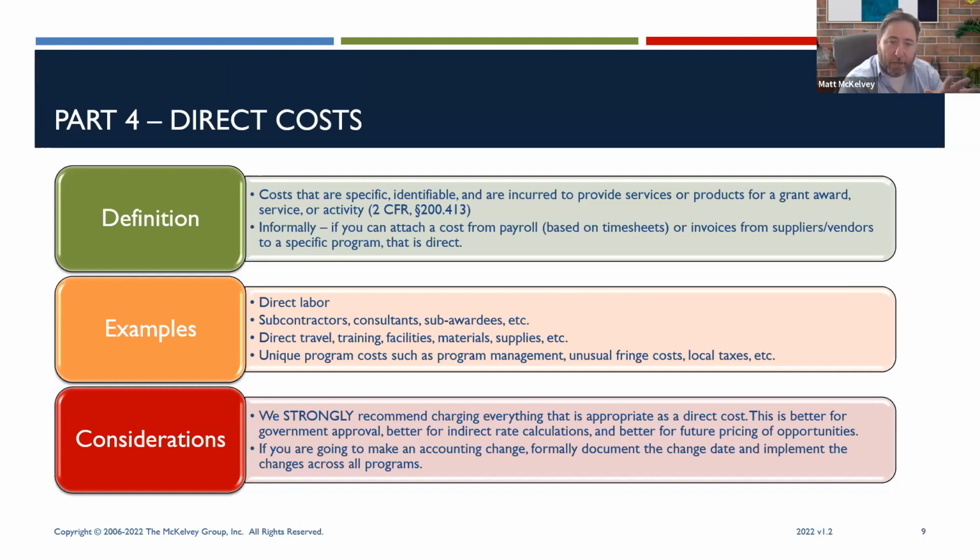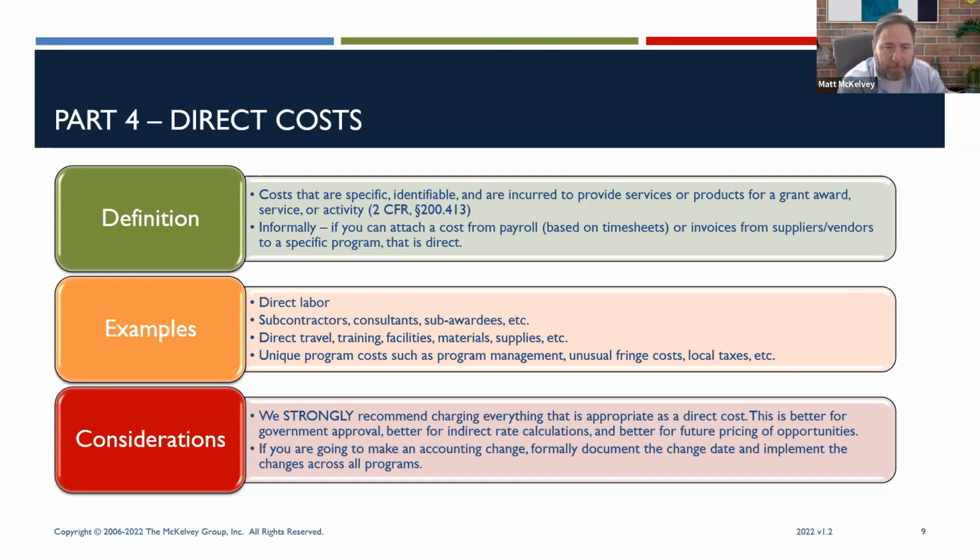And finally, there are some other costs that can be direct. They're usually unique program costs, such as the program management on a specific grant or job. You might have unusual fringe costs, especially if you're doing international work. There might be a location in which there's a fringe requirement that's not the same elsewhere. You could have whatever it might be, but it's only on that one job, so it doesn't make sense to spread it elsewhere, maybe for that job specifically, and sometimes local taxes as well, depending on what taxes you might or might not pay.